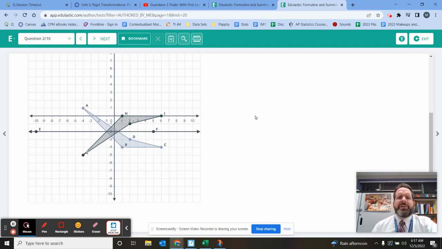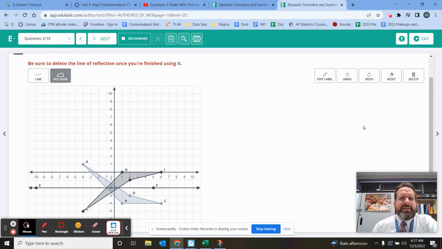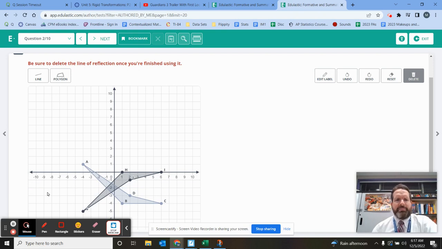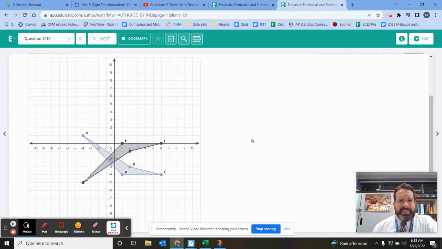When you're finished, I'm going to ask that you go here to your delete and click on the line you put in. What I want to see for your final answer is just the reflected shape. Now, if you forget to take out your line, you'll still get your credit, but this makes it easier to score a little more quick that way. All right, give it a look. That looks okay.